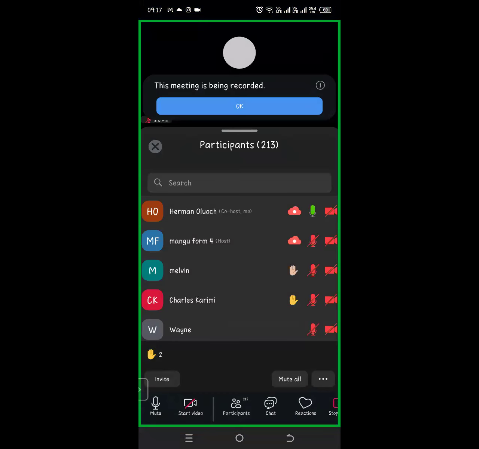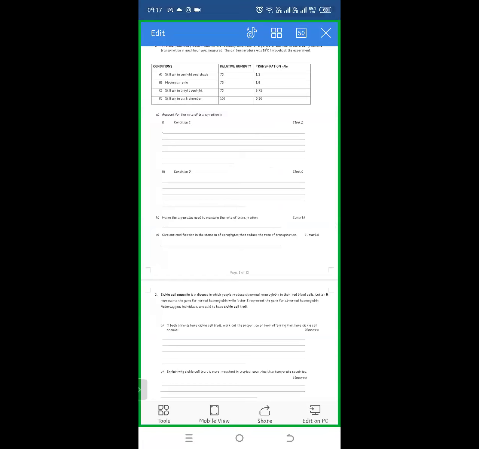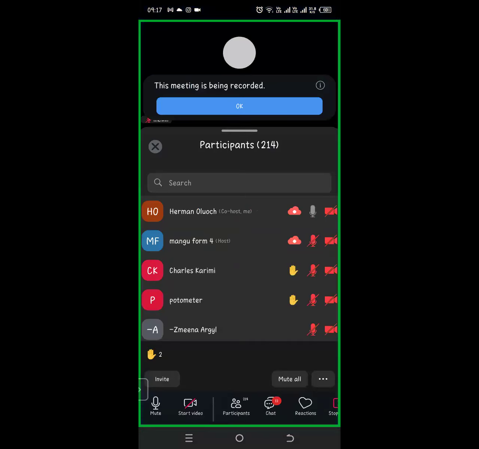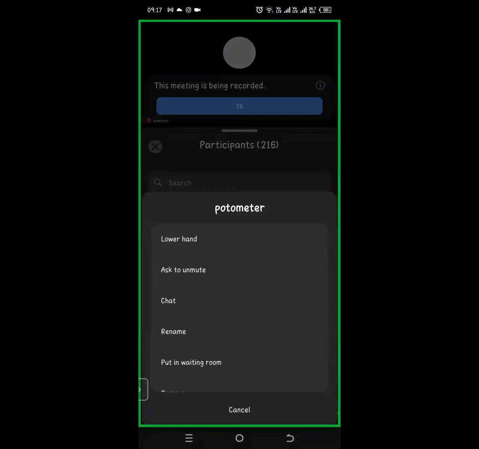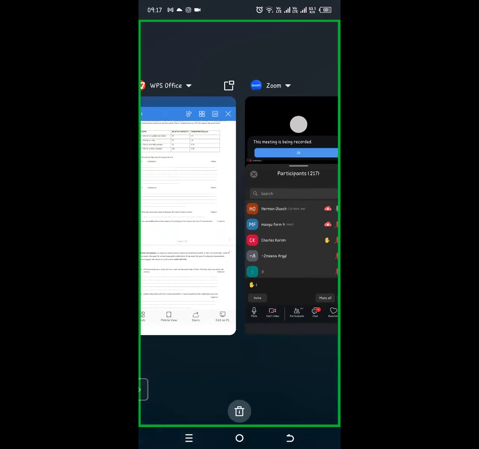Some people would rather say it. So we have Charles Karimi. Charles, kindly unmute and speak. We are waiting for you, Charles. Yes, I can see someone writing his name as potometer. That is it. That is the instrument that we are talking about. Oh, he is gone again. It's okay. So that apparatus is called a potometer.